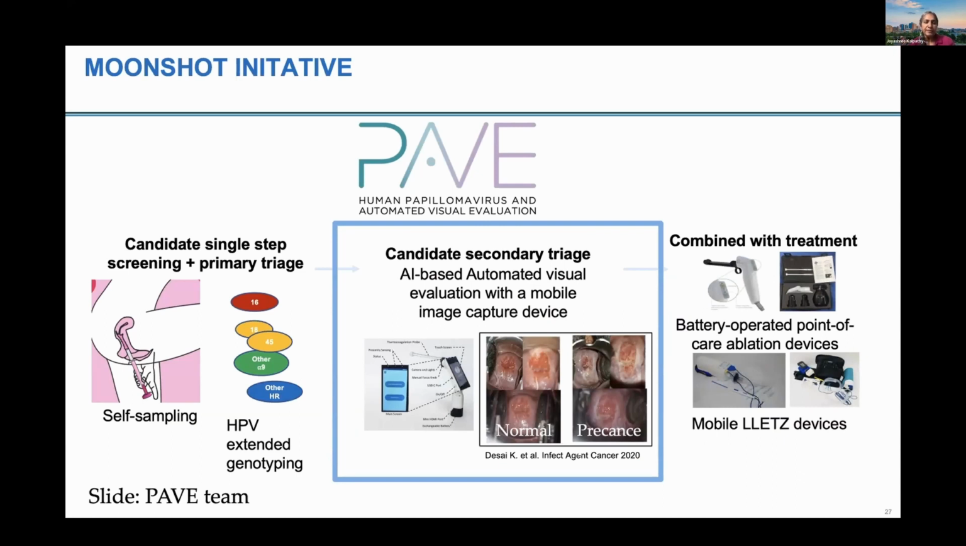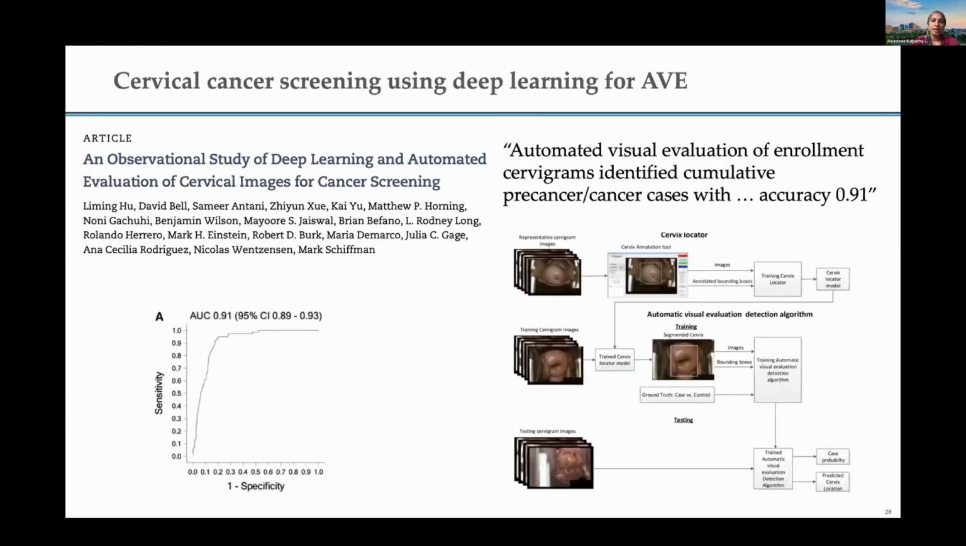The goal is to have first the self-sampling for HPV testing and typing. At the end of that, you essentially have the highest risk, which is 16, and then you have stratified risk based on just the HPV genotyping. For the women who are HPV positive, you might then go on to using a handheld device, and you get images after the application of acetic acid. You stratify the risk based on the appearance of the cervix after acetic acid using a computerized algorithm, and then you combine it with a treatment regimen as well.